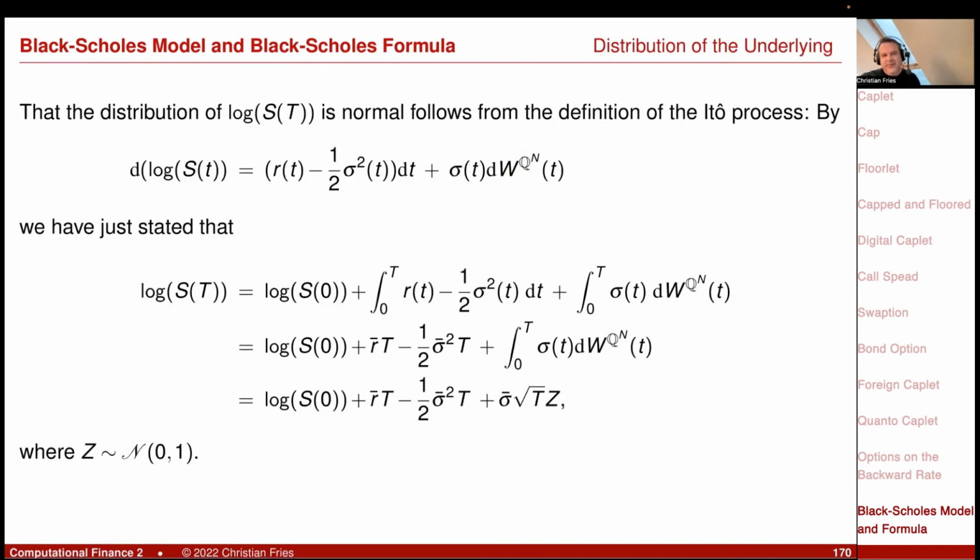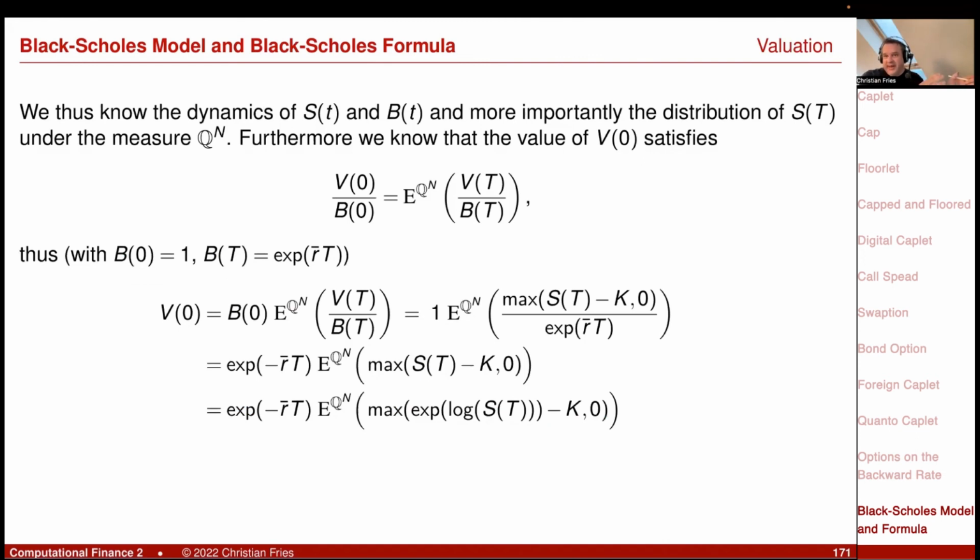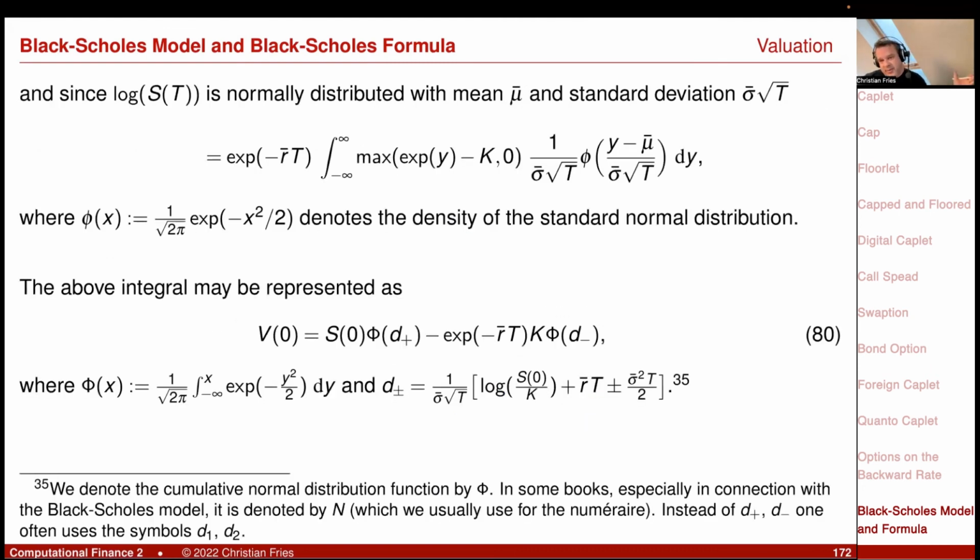Now you can integrate d log S of t, and you know the probability distribution of the logarithm of S. So I have that the logarithm of S of capital T is the logarithm of S of 0 plus rT minus 1/2 sigma squared T plus sigma square root of T times a normally distributed random variable. This is now my function of S and B at capital T, my function at the payoff time. And you can now calculate the expectation of this function analytically to arrive at the Black-Scholes formula.